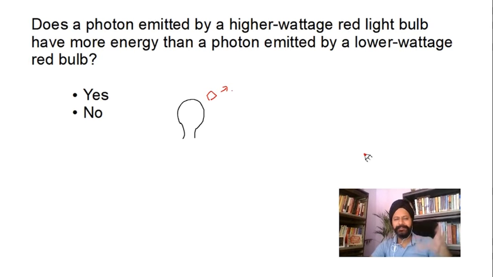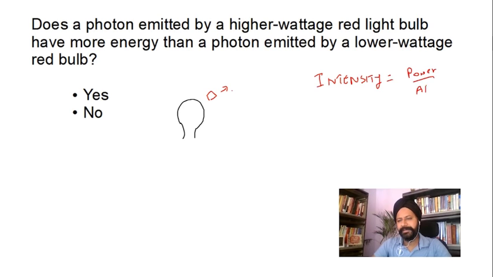When you increase the wattage or the power, intensity is equal to power per unit area. Now power is governed by the intensity of light. So that should give you a clue. More power means more intense light. More intensity means, what did I say? More intensity means more number of photons. So more intensity just means more number of photons.